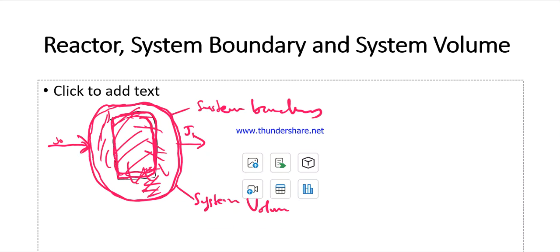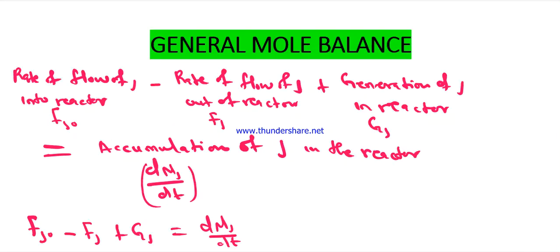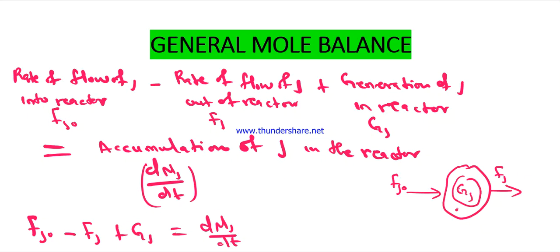So to continue, we need to perform general mole balance. General mole balance is to define how the species goes into the system volume, how it goes out of the system volume, and how it is generated within the system volume. So we define the general mole balance as what? The Fj naught, the rate of flow of J into the system volume, minus the rate of flow of J out of the system volume, and the generation of J within the system volume is equal to accumulation of J within this volume. Please take note.